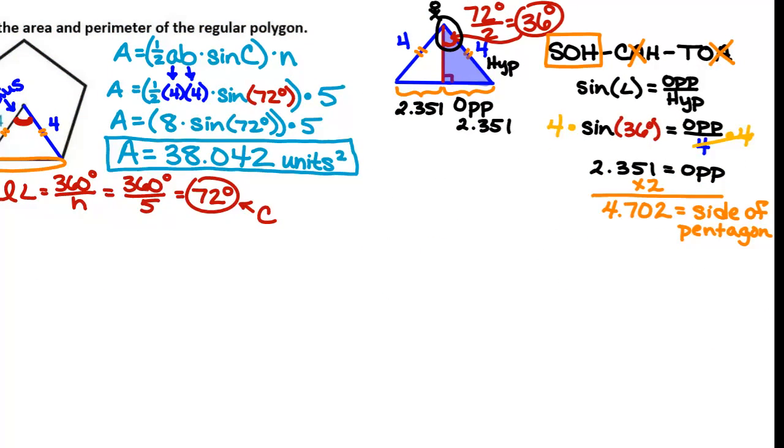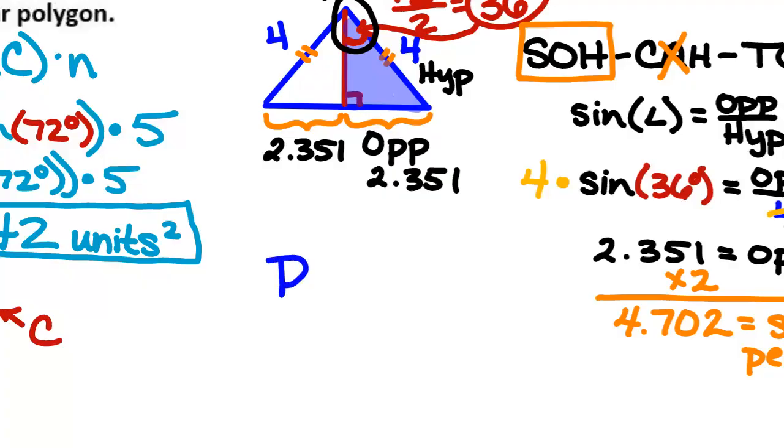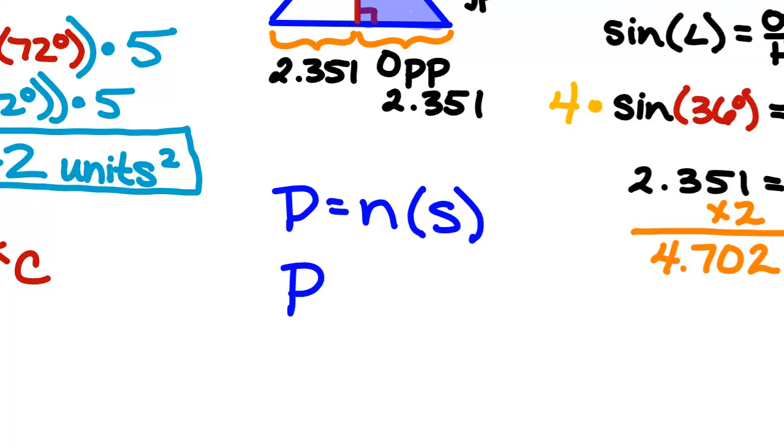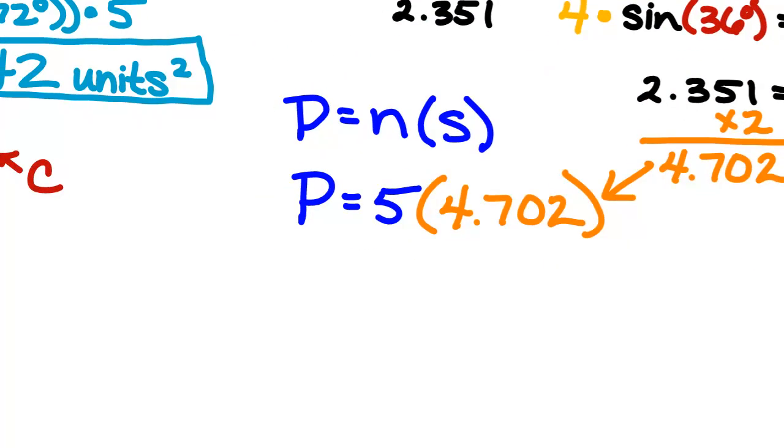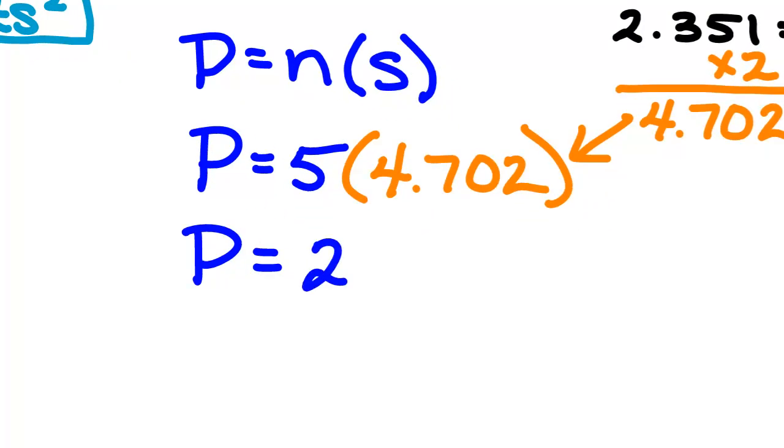And now we're going to find the perimeter. Perimeter for a regular polygon is equal to the number of sides times the length of each side. How many sides does my pentagon have? 5. Times the length of each side, that's what we just found there, 4.702. What is 5 times 4.702? 23.51.